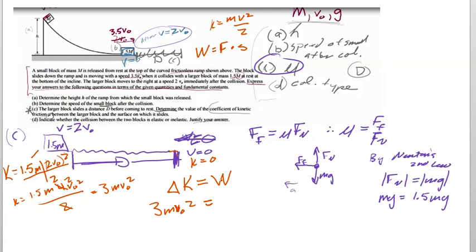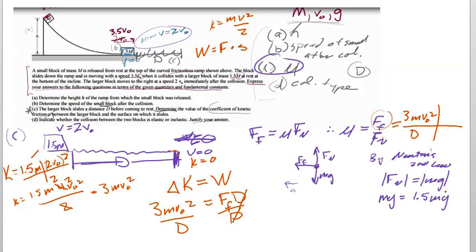Then your work would be the force. What force is doing work on this? It's going to be your force of friction, times, not worried about the dot product, how far did it go? D. So I'm going to solve this for the force of friction, so I can plug it in up here. That's pretty easy. I just divide by the D. So your force of friction is 3 mv naught squared over D. And we already know the normal force up here. It's just 1.5 mg.